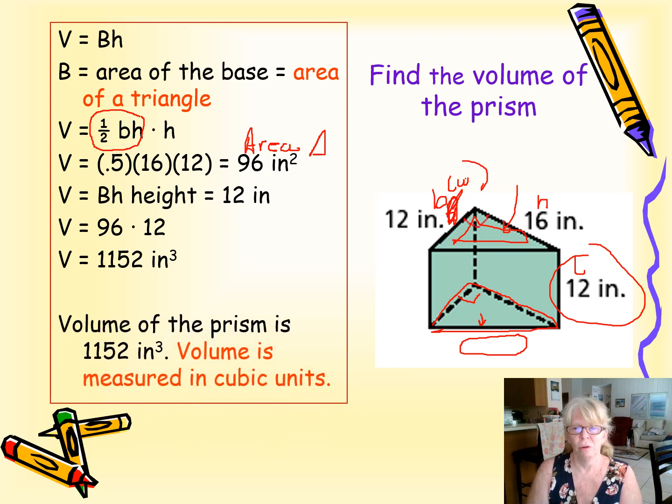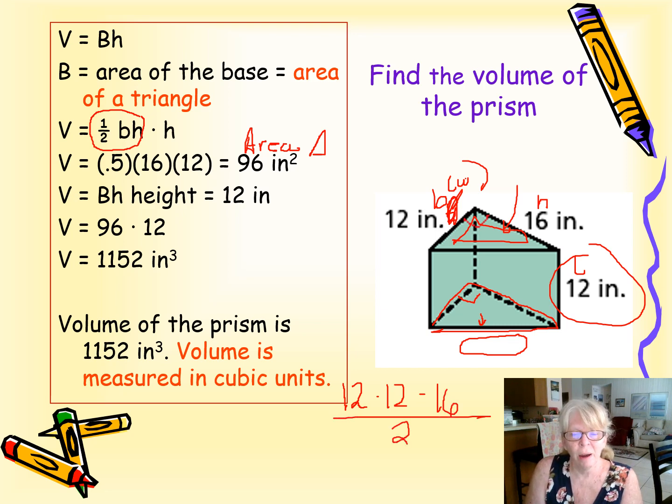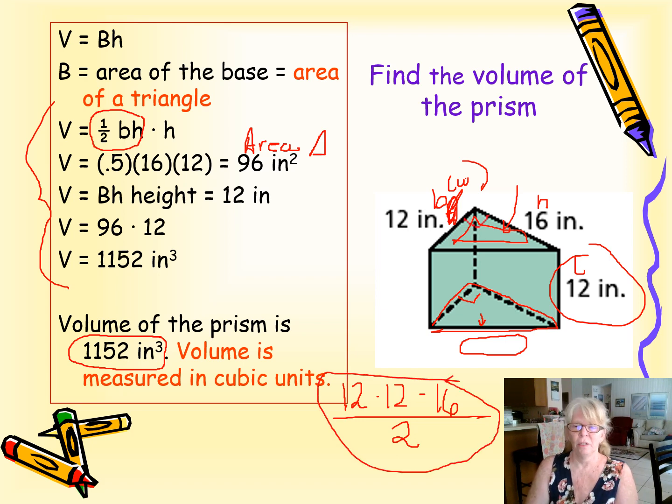But I want to show you something. This is a lot to think about. Let me explain. If you did 12, that's one of your numbers, times 12, another number, times 16, all three of those multiplied, and then divide all of that by 2, guess what? You get 1,152. So although this is very technical and correct, this is much easier.